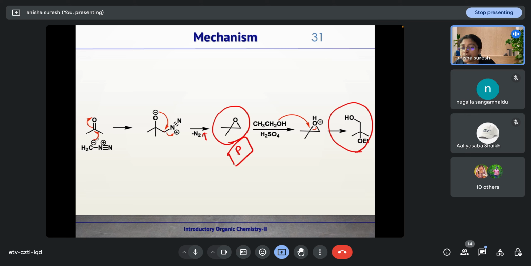Diazomethane, the CH2 minus of diazomethane will attack on the electrophilic center of this carbonyl carbon. We will get a tetrahedral intermediate, and this O minus will attack in an SN2 sort of fashion, and this N2 will be leaving. We will get this epoxide, and in the presence of ethanol and H2SO4, this oxygen will get protonated, and this ethanol will attack on this carbon, and this bond will break, leading to neutralization of this OH, and we will get this product. Is this clear?